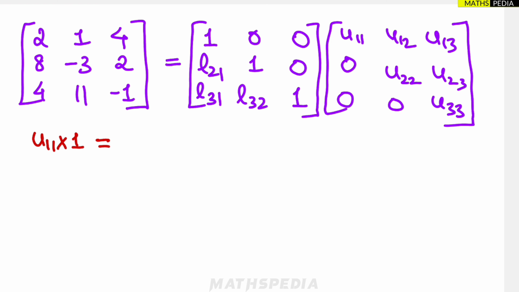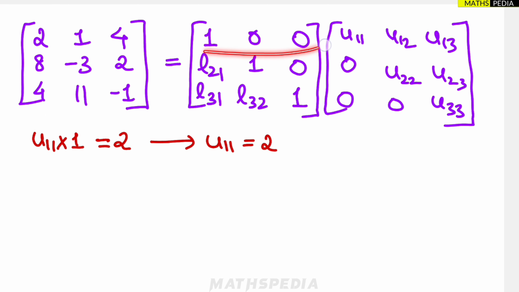Now this element will be equal to what? See, here 3 cross 3, here also 3 cross 3. The answer also will be in the order of 3 cross 3. That is nothing but this, and we have to compare it with the A matrix. When you multiply this element and this element, the element you have to compare is basically the first element of the A matrix. Very important. So the first element of A matrix is nothing but 2, so the answer will be equal to 2. So U11 into 1 is equal to 2, which implies the U11 value is equal to 2. So the first value we got.